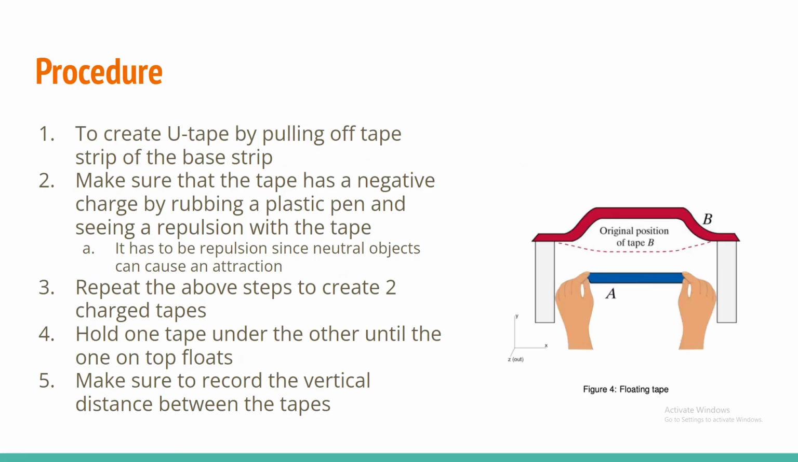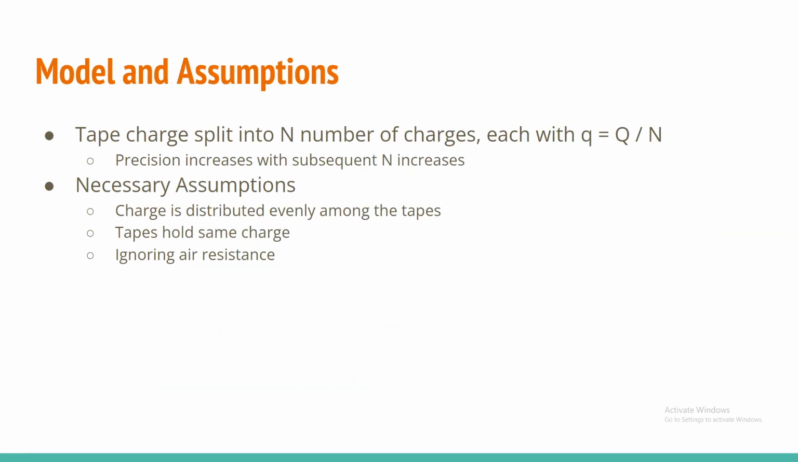The procedure to create this experiment was the exact same as lab 1, so I'm not going to go too far into it, but we just created two U strips of tape and then made sure they're negatively charged and then put them next to each other so that one of them would float and then recorded that vertical distance.